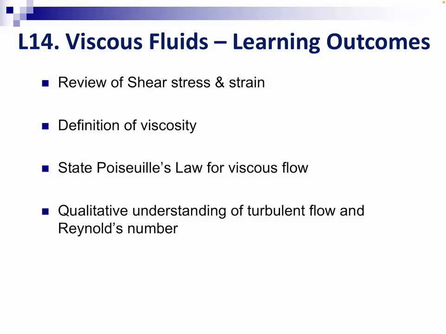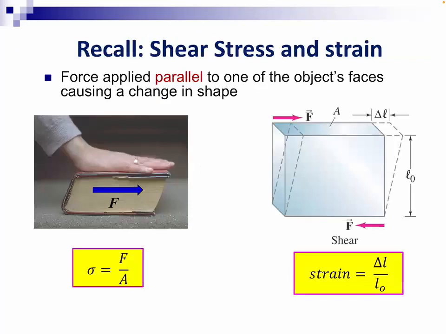That's when, for example, I push on this book. On the book surface, parallel to its surface, you can see how it's deformed. On the side there becomes slanted. Okay, so that's shear stress. Corresponding stress is force over area, and the corresponding deformation is the strain, delta L over L0, how much deformation the object experiences.